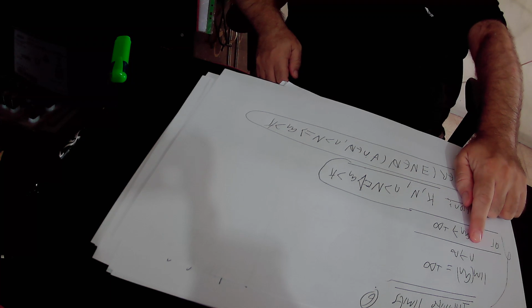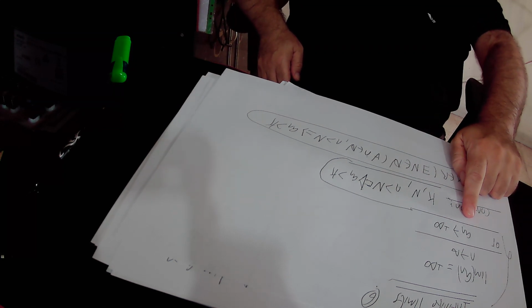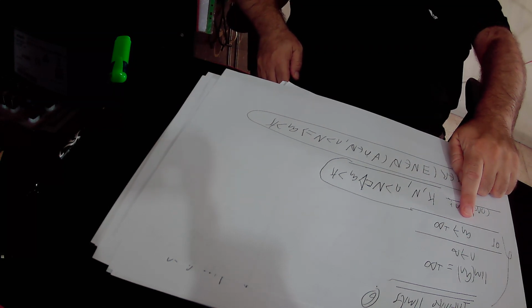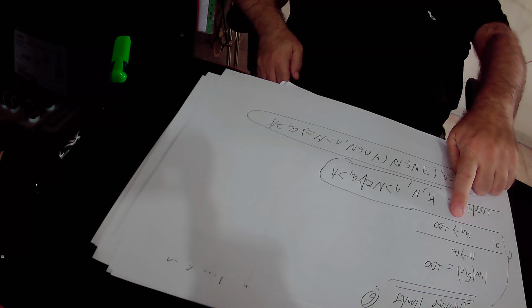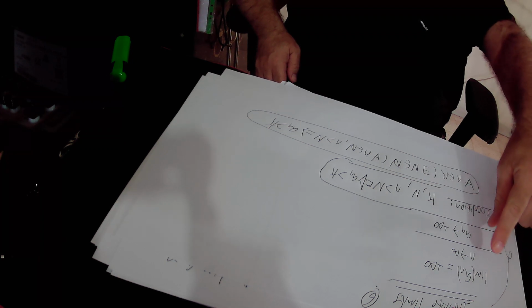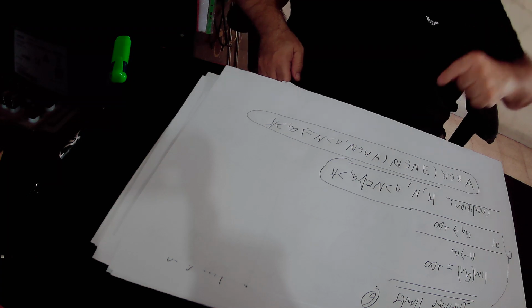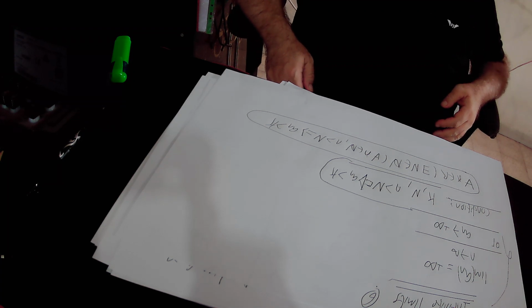So sequence an has a limit in the broadest sense, and the limit will be equal to plus infinity. We can write down the same thing: the limit of sequence an when n tends to infinity equals plus infinity. Those are the two ways to write down the same thing.